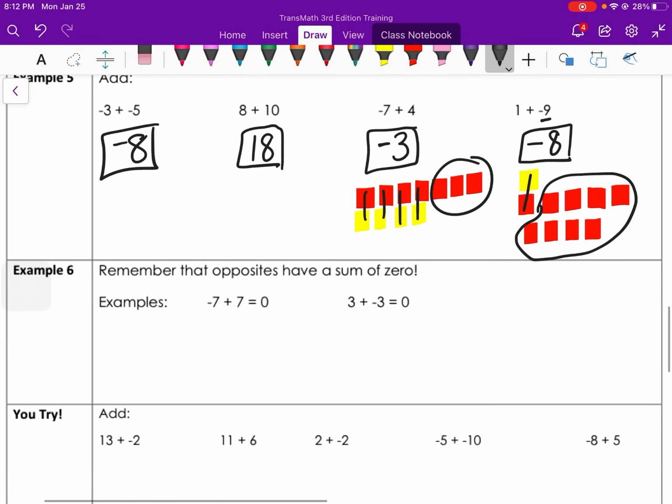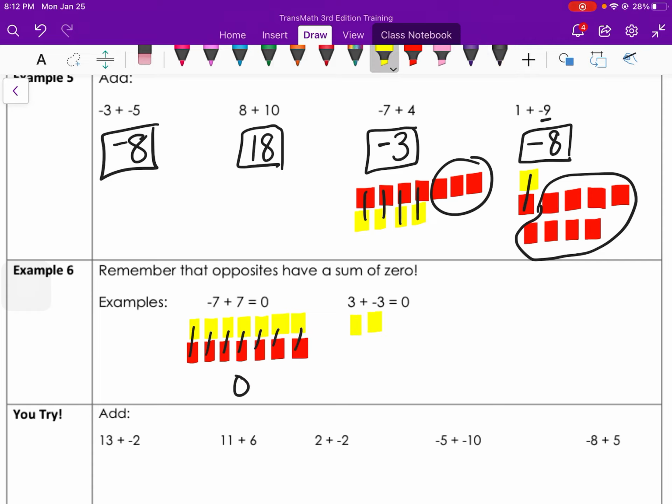And the reason that works is because opposites always have the sum of 0. When I'm taking -7 and adding it with +7, a negative and a positive make 0. So they all match up, so 0 is left over. +3 with -3 makes 0. None left. 3 take away 3 is 0.